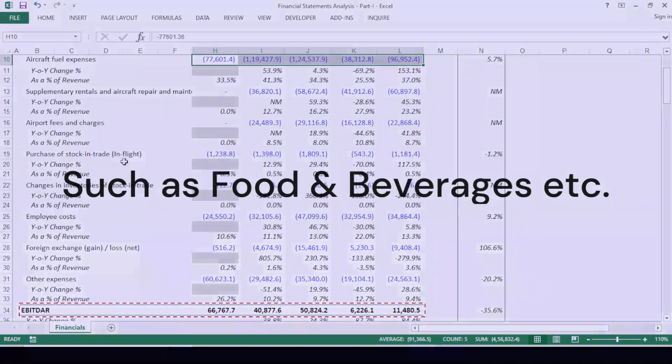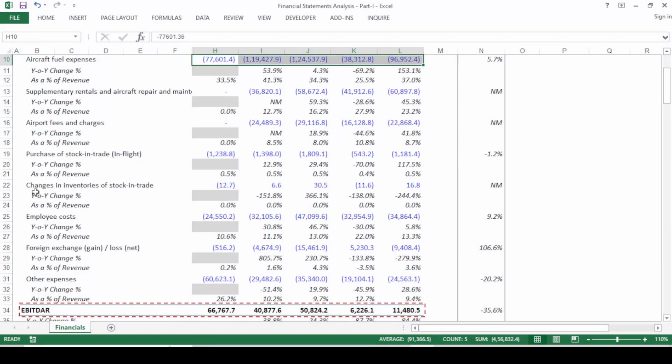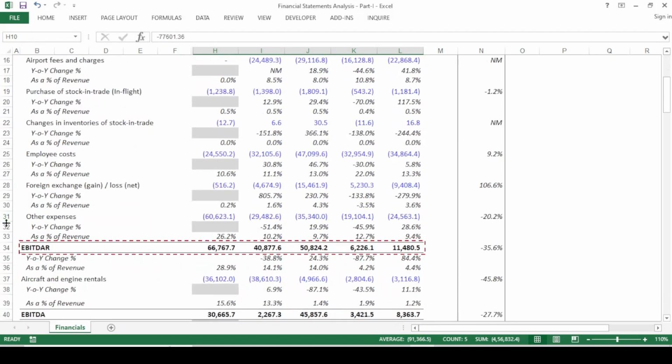Then the purchase of stock in trade, basically in-flight. Then we have the change in inventories of stock in trade, the employee related costs. Then we have the foreign exchange gain or loss. And we have some other operating expenses. So in the other expenses, we can have, let's say, repairs and maintenance, rent, the fees related to the directors. Then we can also have some provisions against bad debts or loans. There can be expenses related to insurance. So these sort of expenses can be put under the other expenses.